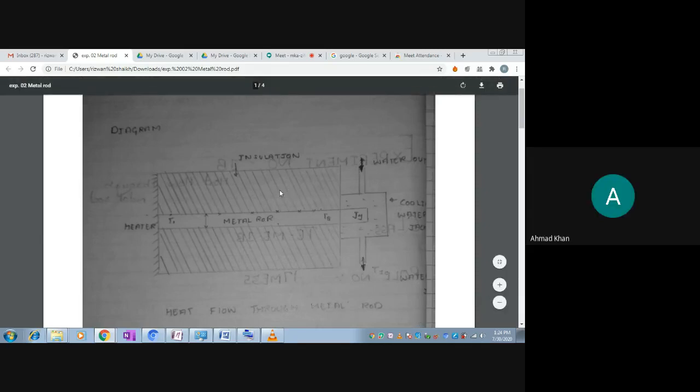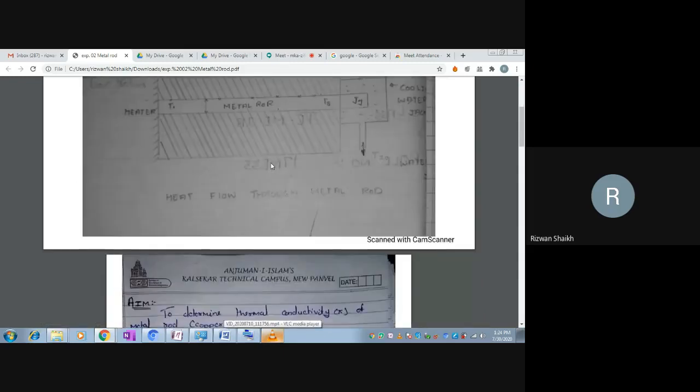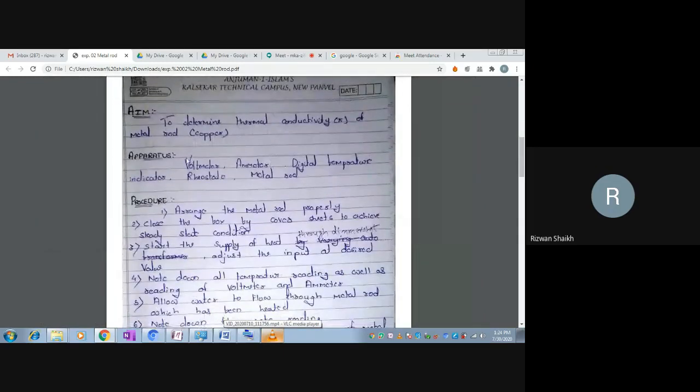Yes, sir. Okay, great. Now, before proceeding, we're going to at least see the other part. Now, you can try to write the same manner.